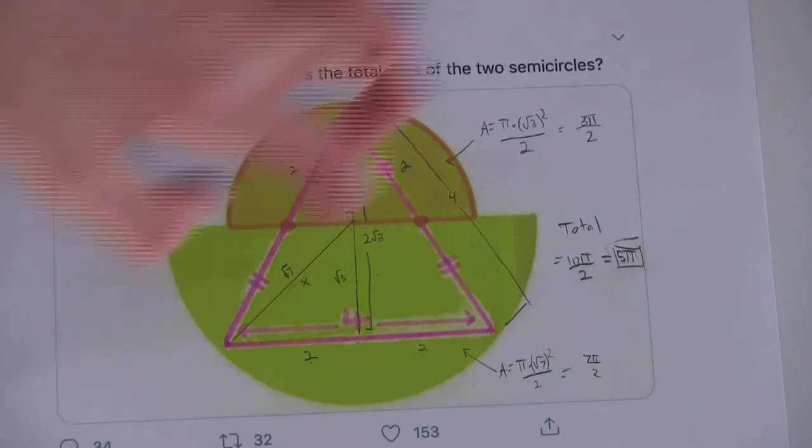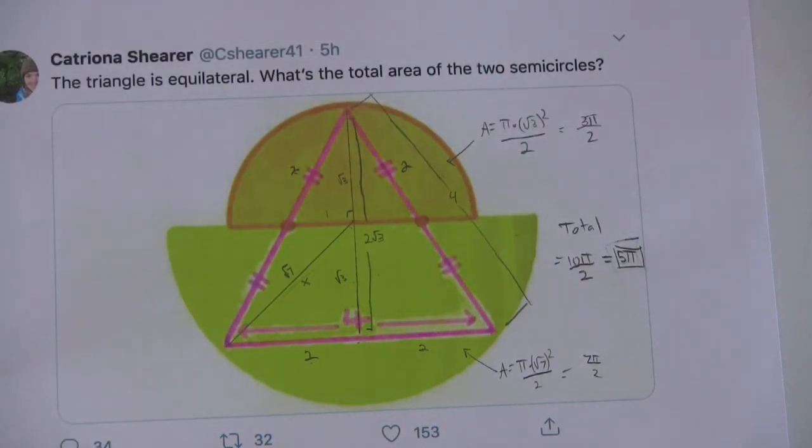And then adding these together, 3 pi over 2 plus 7 pi over 2 is 10 pi over 2, which is 5 pi.